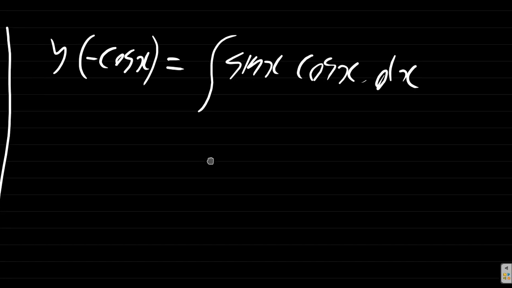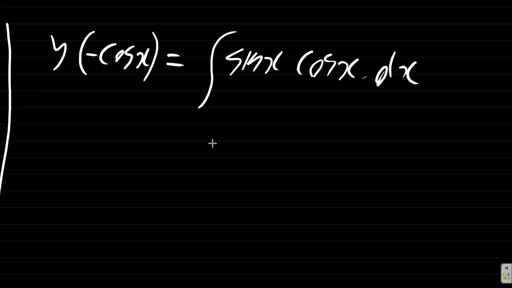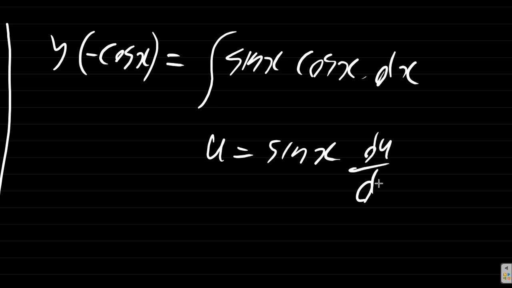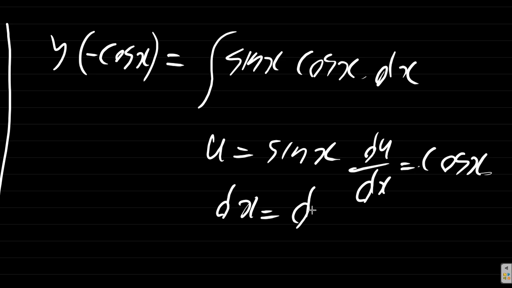But anyway, here let u be equal to, let me see now, which one? So when you differentiate sine, you get cos. So let u be equal to sine x this time, so that du by dx is equal to cos x, and then dx is equal to du over cos x.